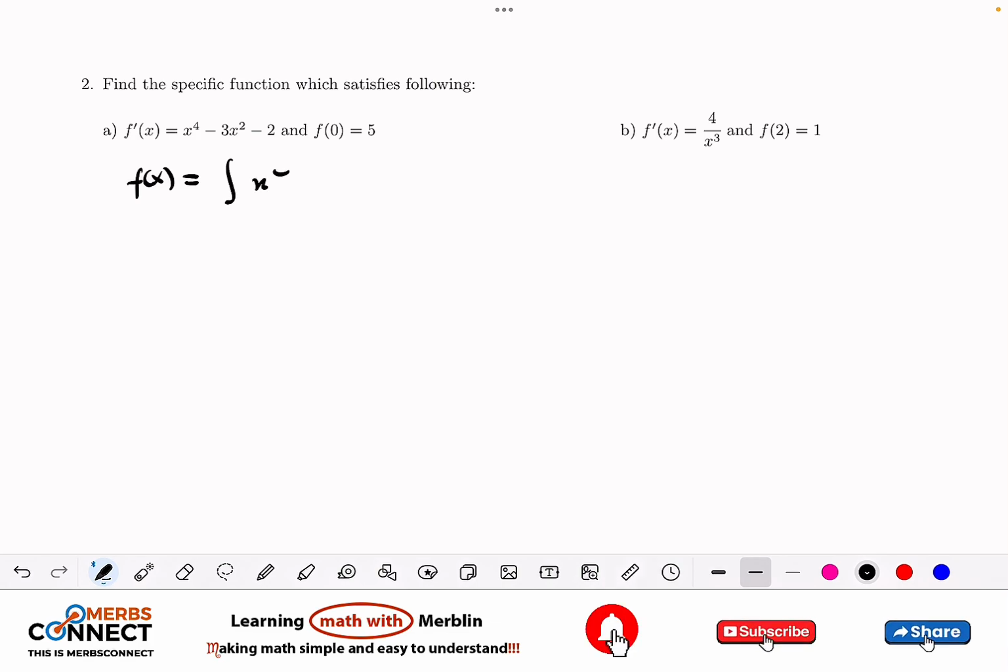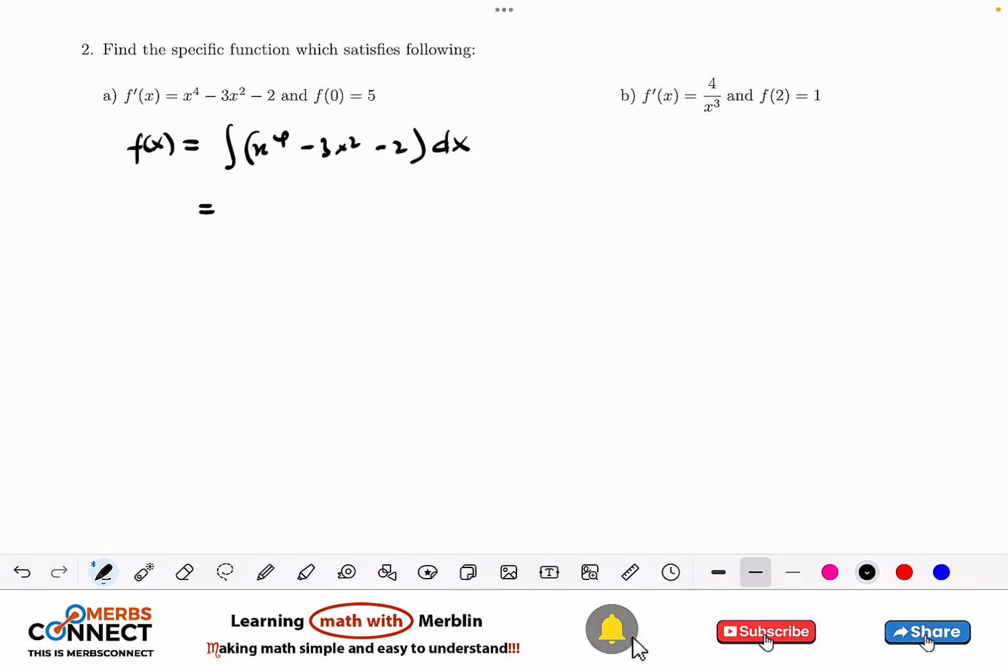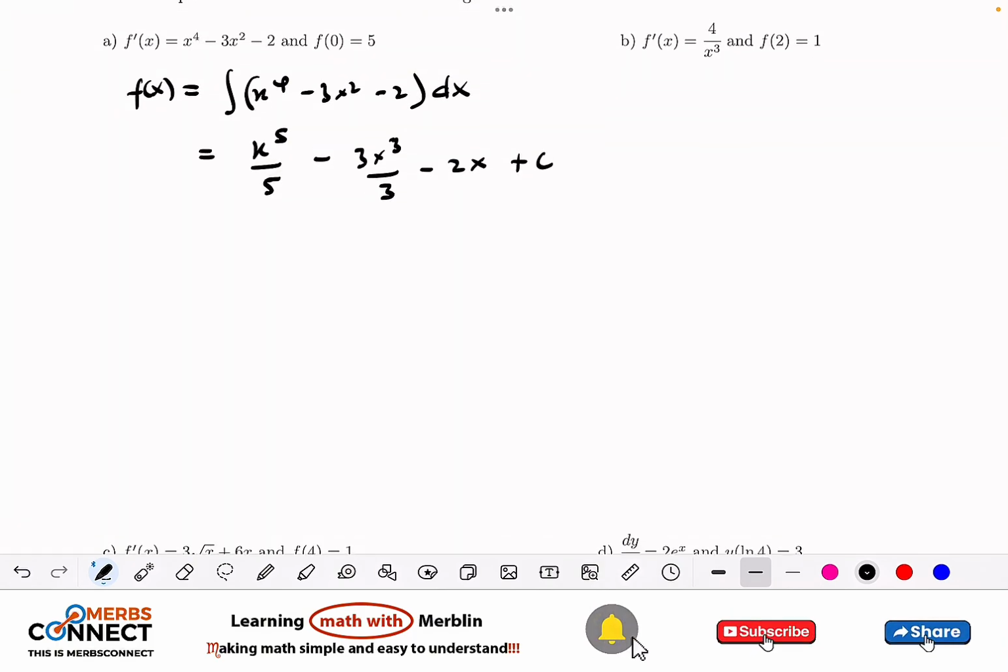So I'm going to have integration of 3x squared minus 2 dx. So now let's go x to the power 5 divided by 5 minus 3x cubed divided by 3, right? Minus 2x plus c, right? So this is what you're going to get. Then what can we do? This is the same as x to the power 5 over 5 minus x to the power 3 minus 2x plus c. This is f of x.